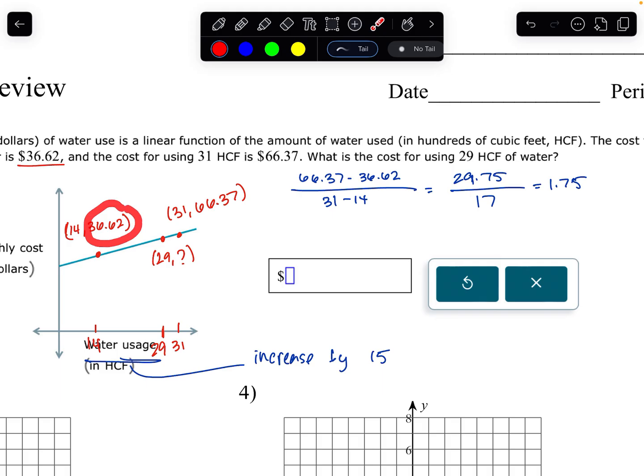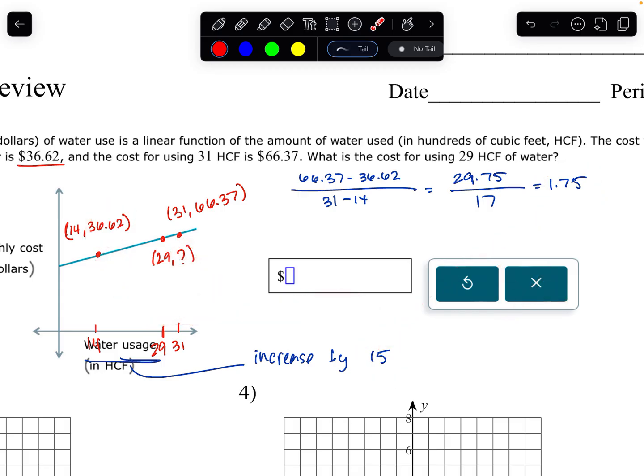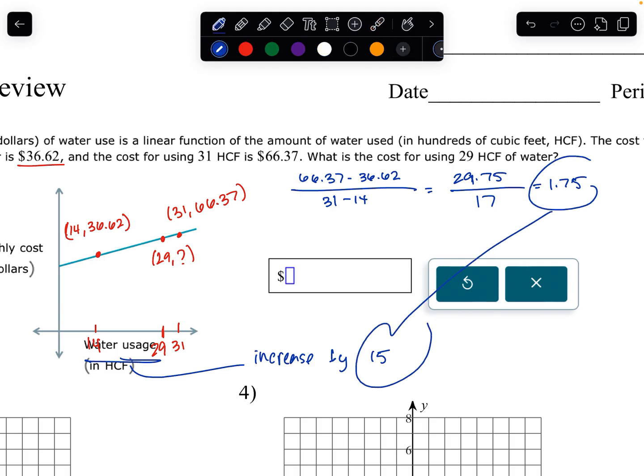To see how much I increase on the y, I'll take my rate of change, my slope, and I'll multiply that by 15, and then I'm going to add that to my y value right there, and that will give me my y value for the next point. So again, I'm going to multiply these together, so 1.75. I'm going to multiply that by 15, so slope times this right here. And when I multiply these together, I get 26.25.